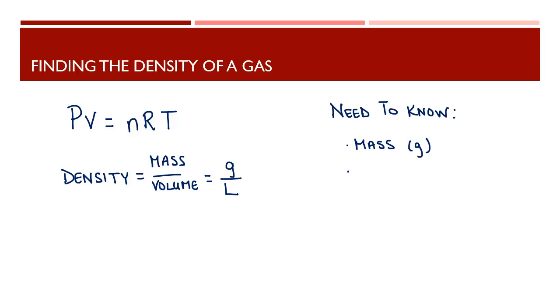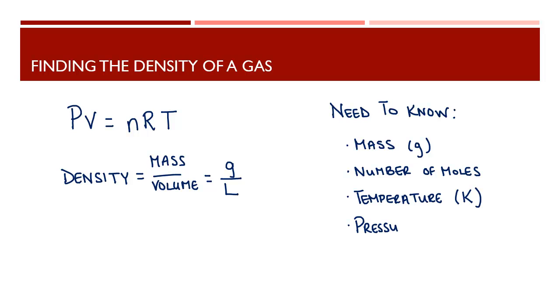We also need to know the number of moles in the gas, and this would be represented by n in the ideal gas equation. We need to know the temperature of the gas. We would most likely measure that temperature in degrees Celsius, but then convert to kelvins. And we need to know the pressure of the gas, which we would measure in a unit and then convert to atmospheres. So ultimately what we don't know is the volume.